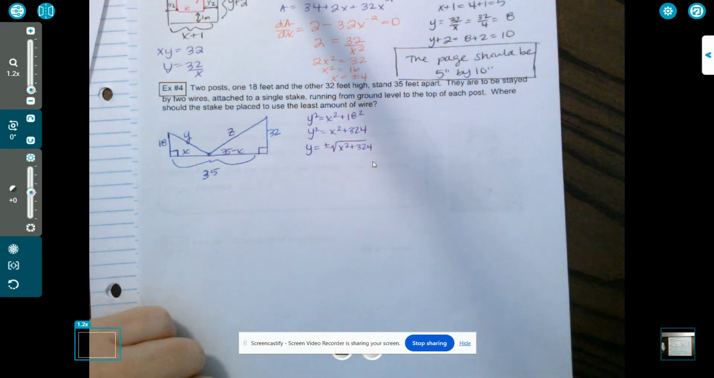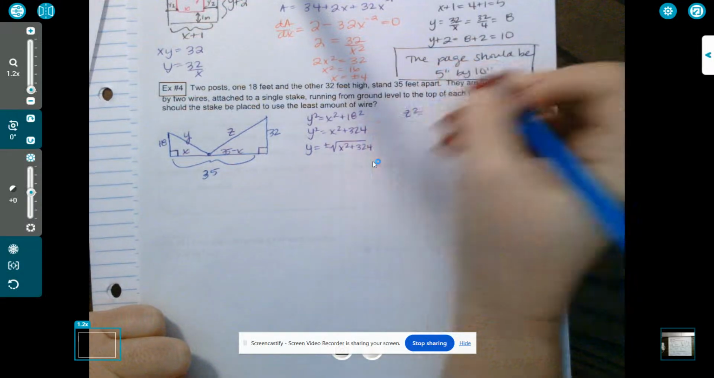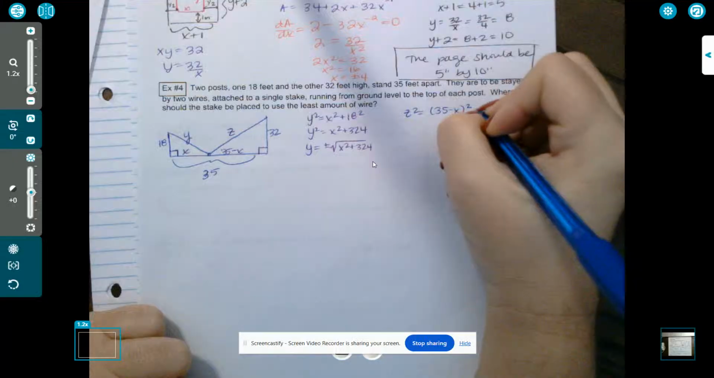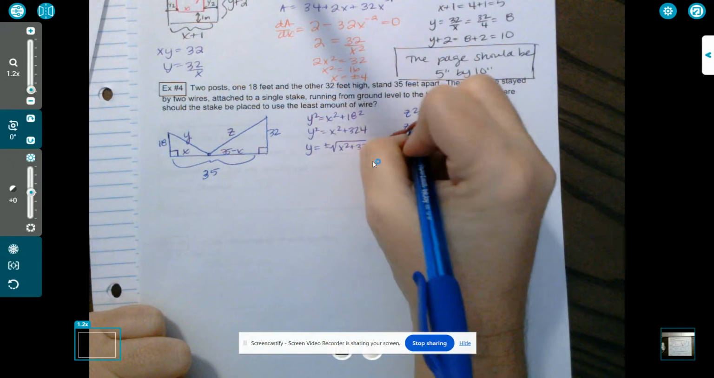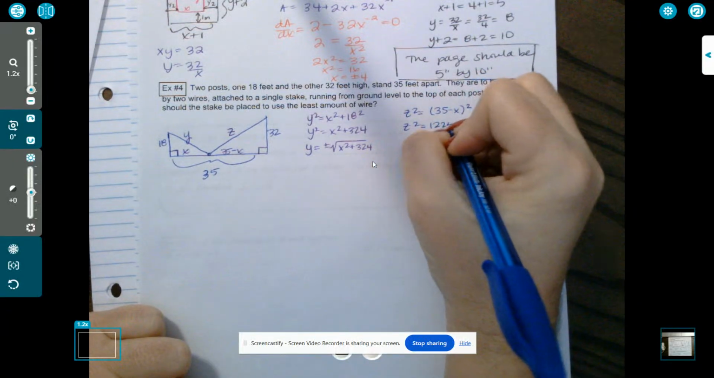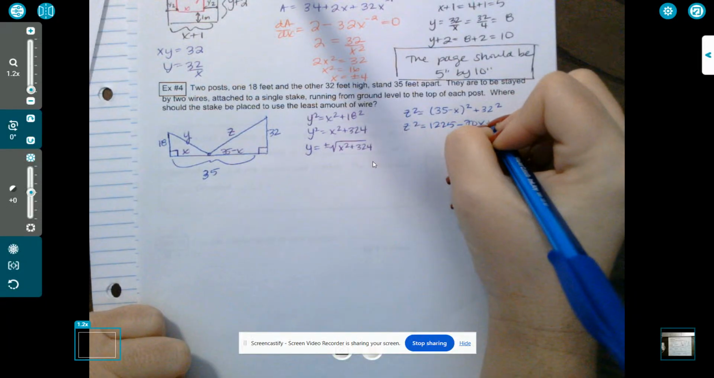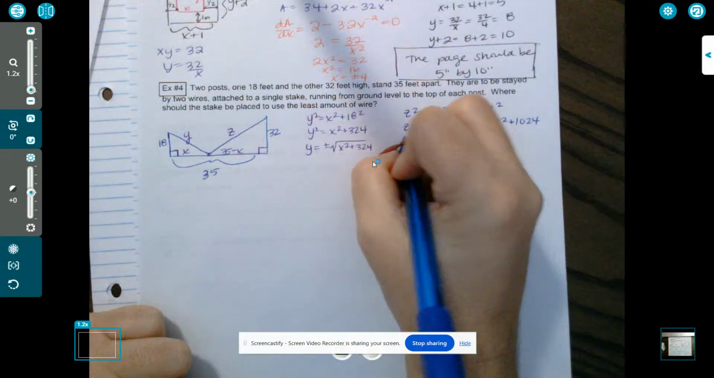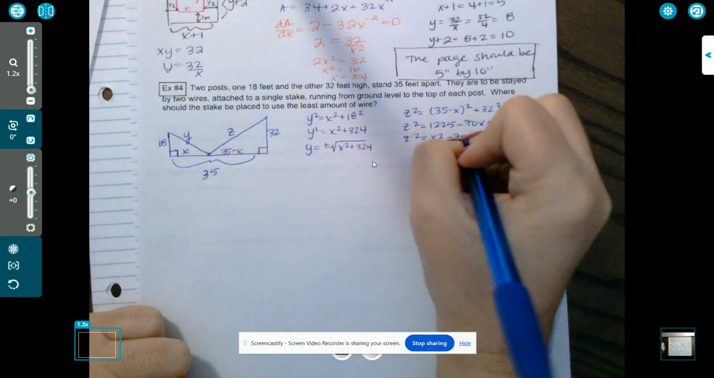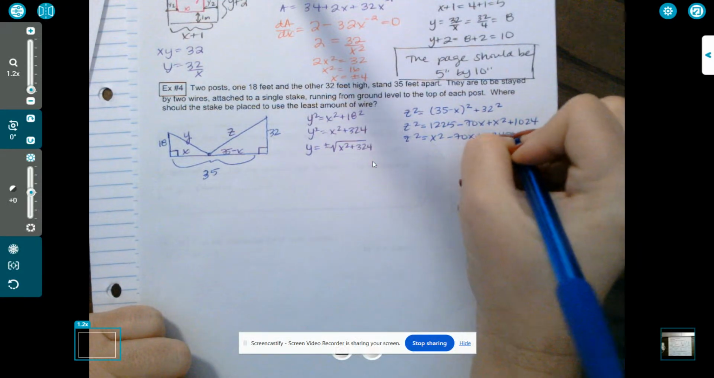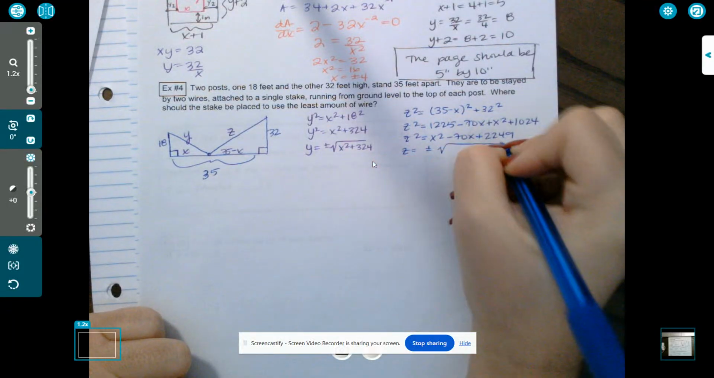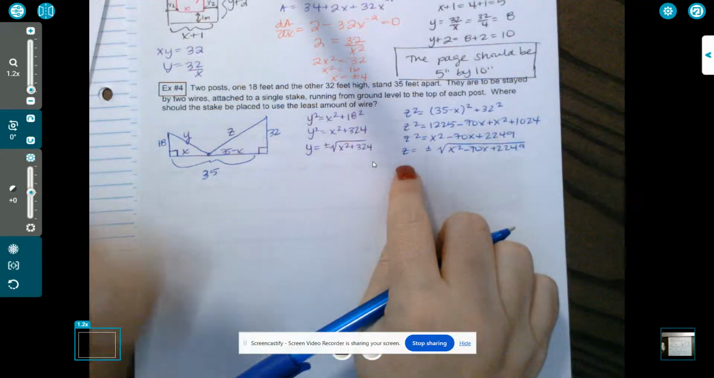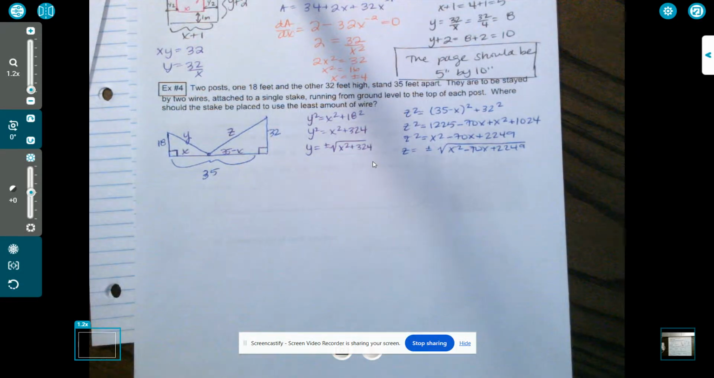Now let's look at the other triangle. It would be z squared equals 35 minus x quantity squared plus 32 squared. Work all that math out, and we would get z squared equals x squared minus 70x plus 2249, or z equals plus or minus the square root of x squared minus 70x plus 2249. Now we have y and z in terms of x.